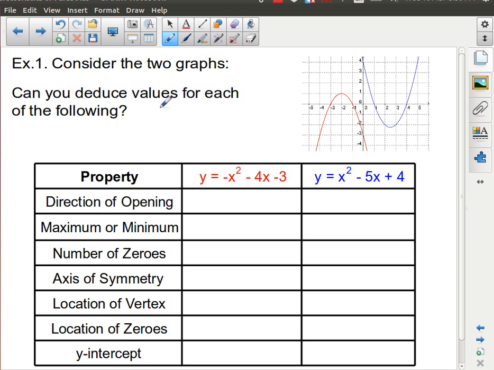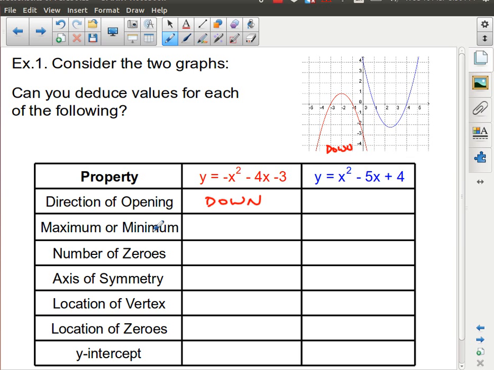Okay, so taking a look, we've actually done a little bit of this already. So taking a look at our two parabolas here, and I know these are very small. Hopefully you can see them. Hopefully the screen resolution is good enough for them. Can you deduce the following for each of them? The direction of opening. Well, this parabola, obviously the opening is on the downward side, so this direction of opening of this one is down.